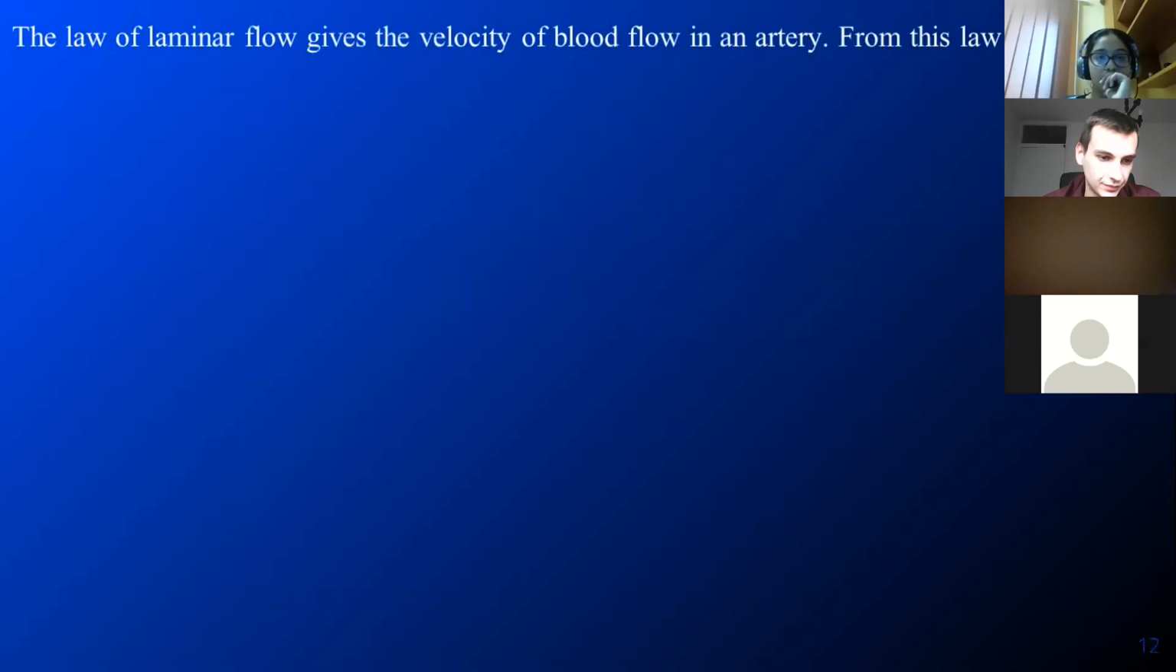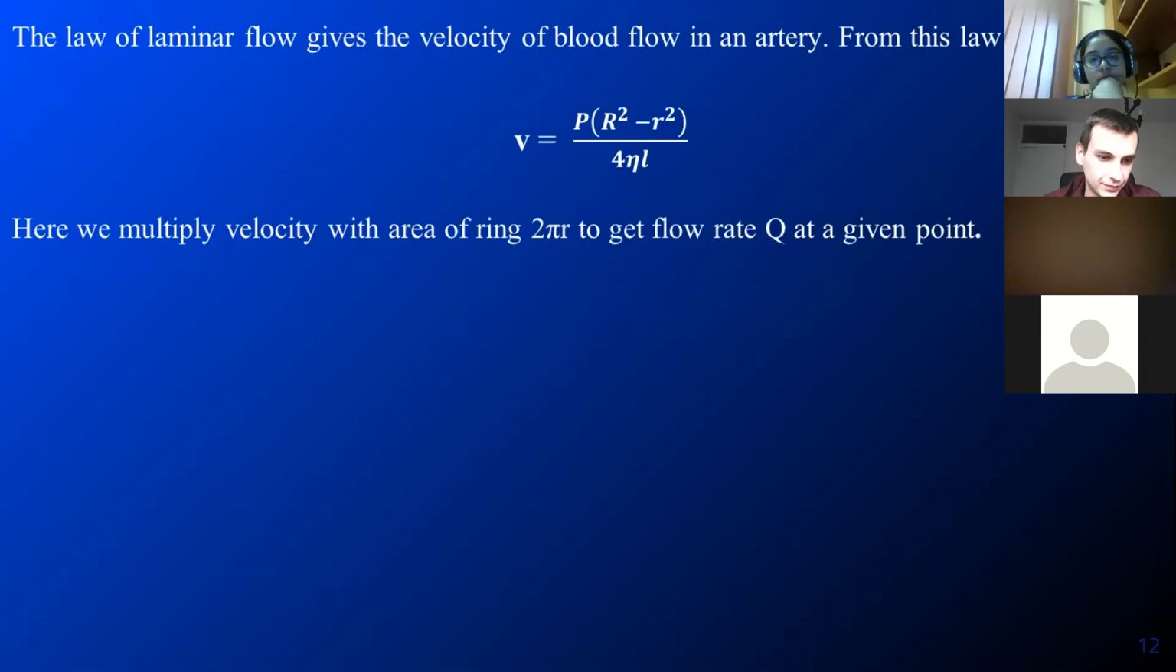The law of laminar flow gives the velocity of blood flow in an artery. From this law, we get V equals P (R square minus r square) upon 4 eta L, where P is the difference between pressures, that is P1 minus P2. Here, we multiply velocity with the area of the ring, 2 pi r, to get flow rate Q at a given point. The area is considered as 2 pi r because it is assumed that only the ring of the vein applies pressure on the blood.